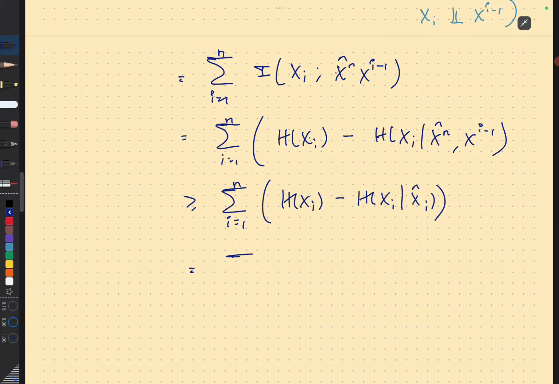So this is equal to summation i equal to 1 to n, the mutual information between X_i and X_i hat.